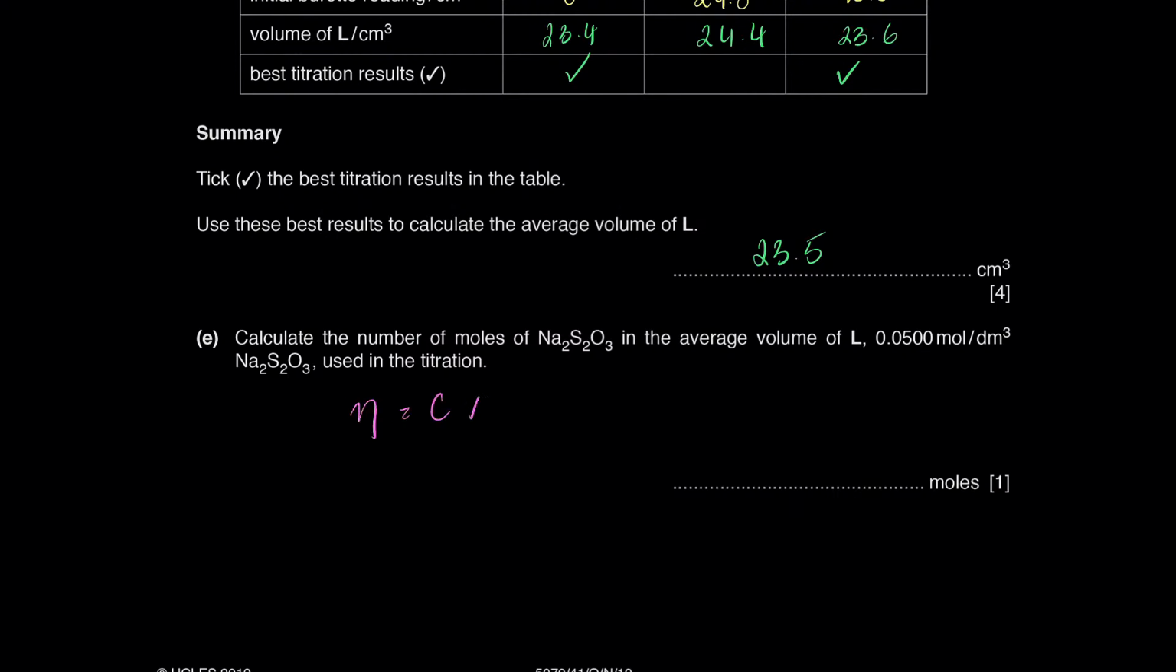Moles is equal to concentration times volume. Concentration is 0.05, volume is 23.5. Convert this to decimeter cube, where I divide this by 1,000, and this value comes out to be 0.001175. If you round it off it's 118, or should we go with 1175?